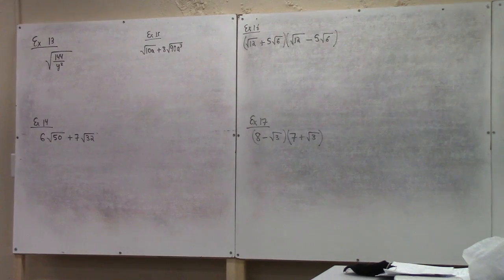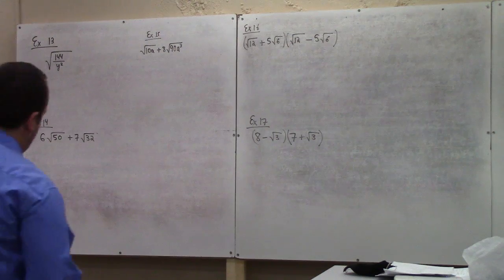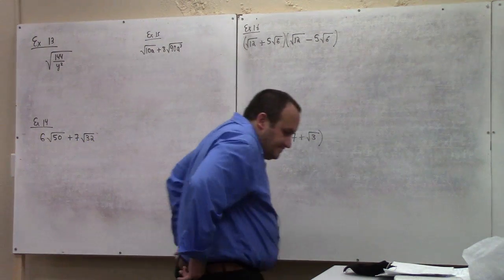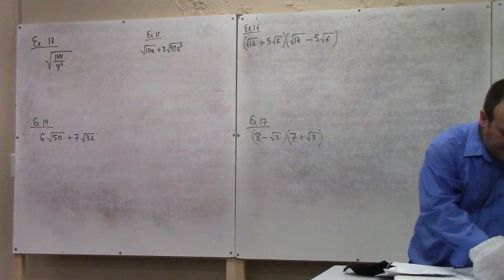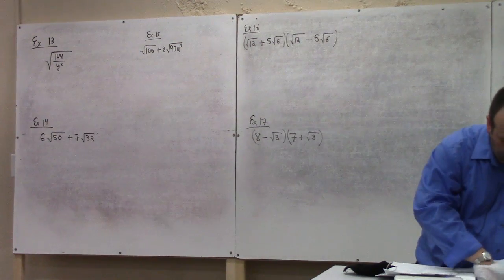I see. So you think you got 13, but the rest are a little sketchy, I suppose. All right, so let's see what we got here.